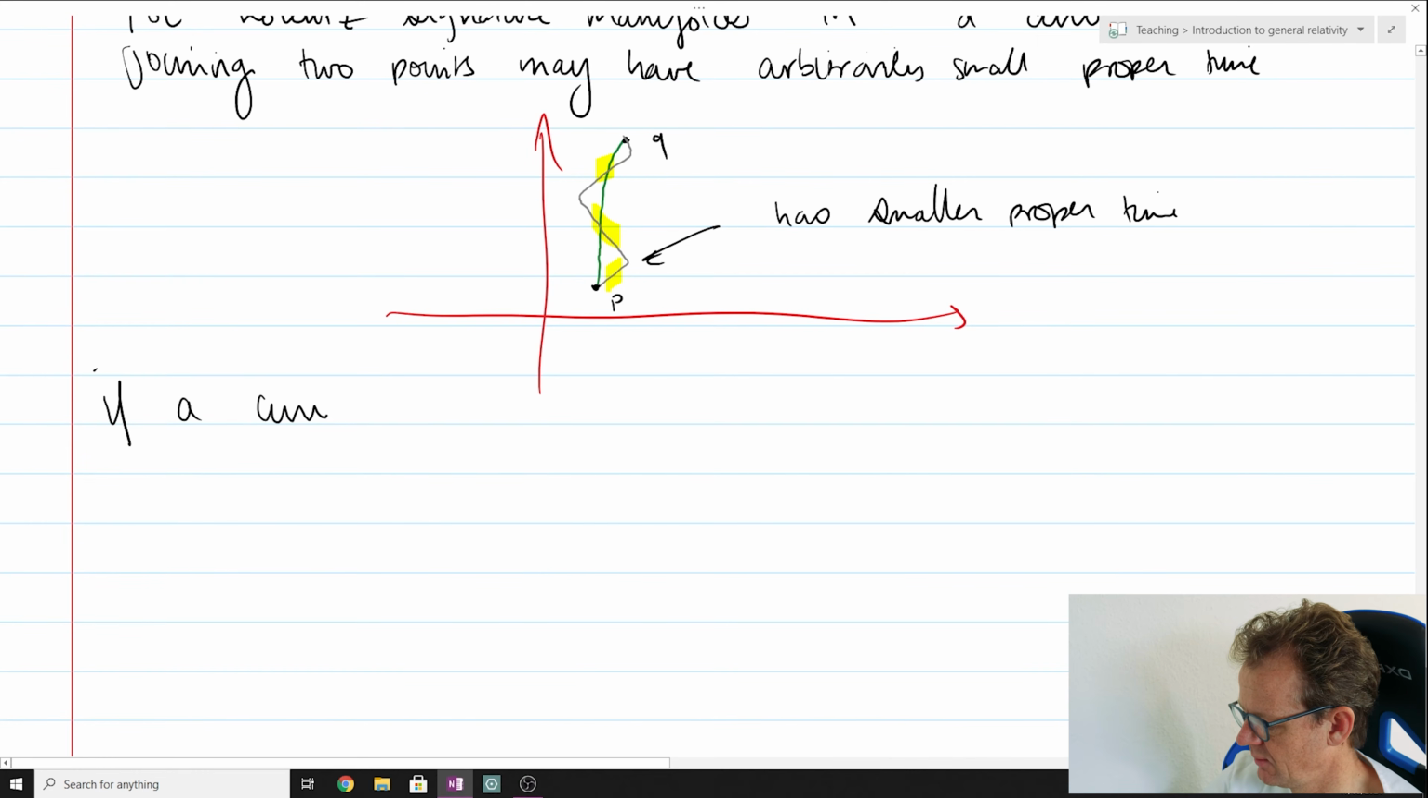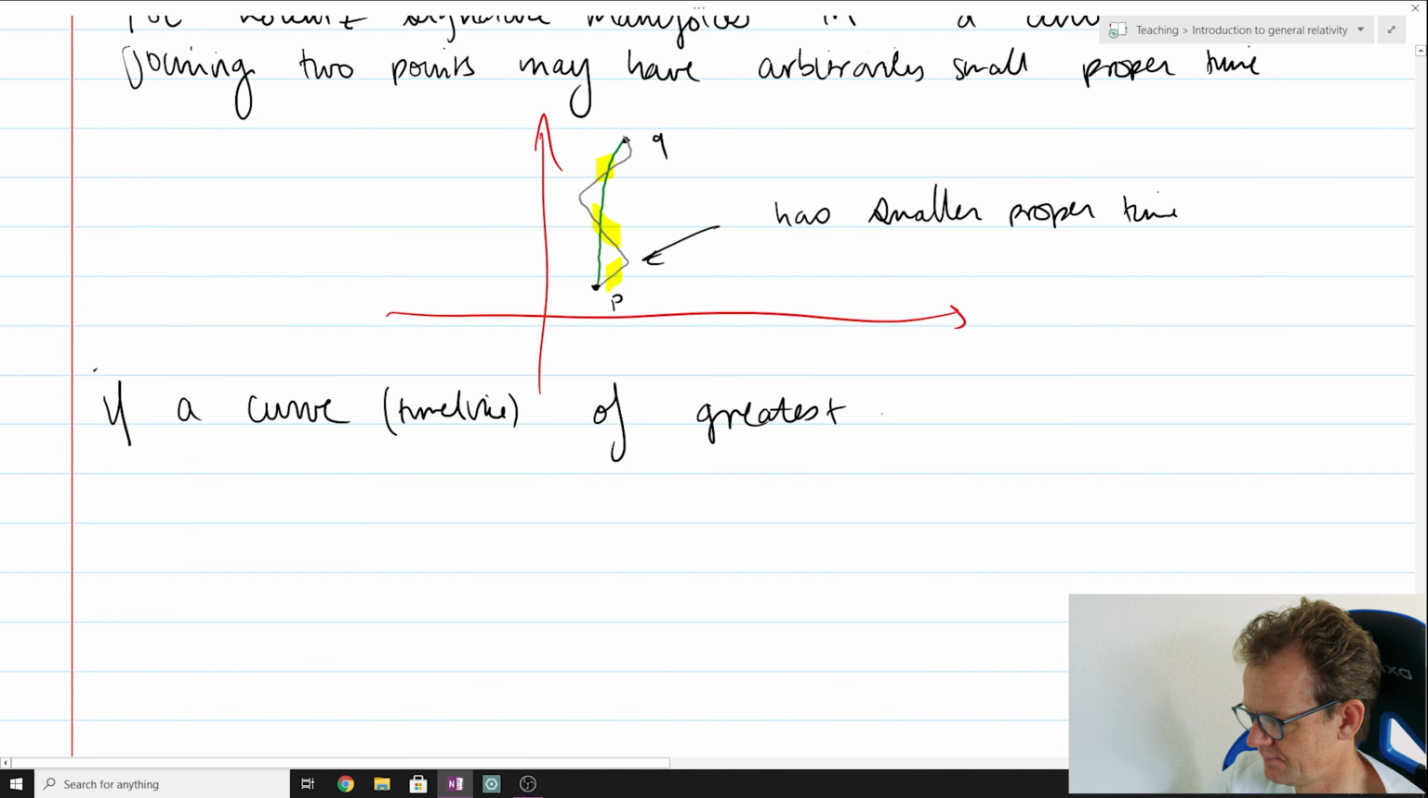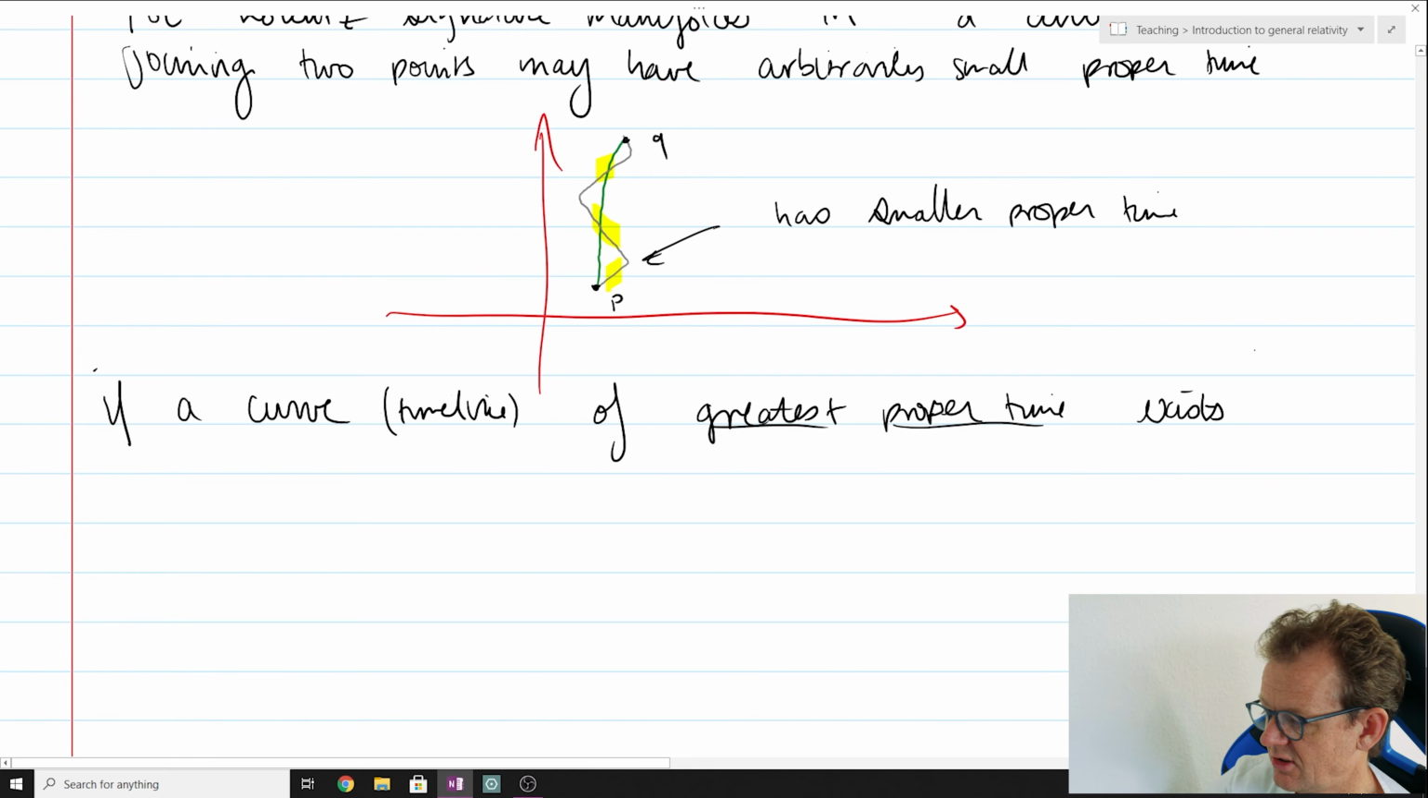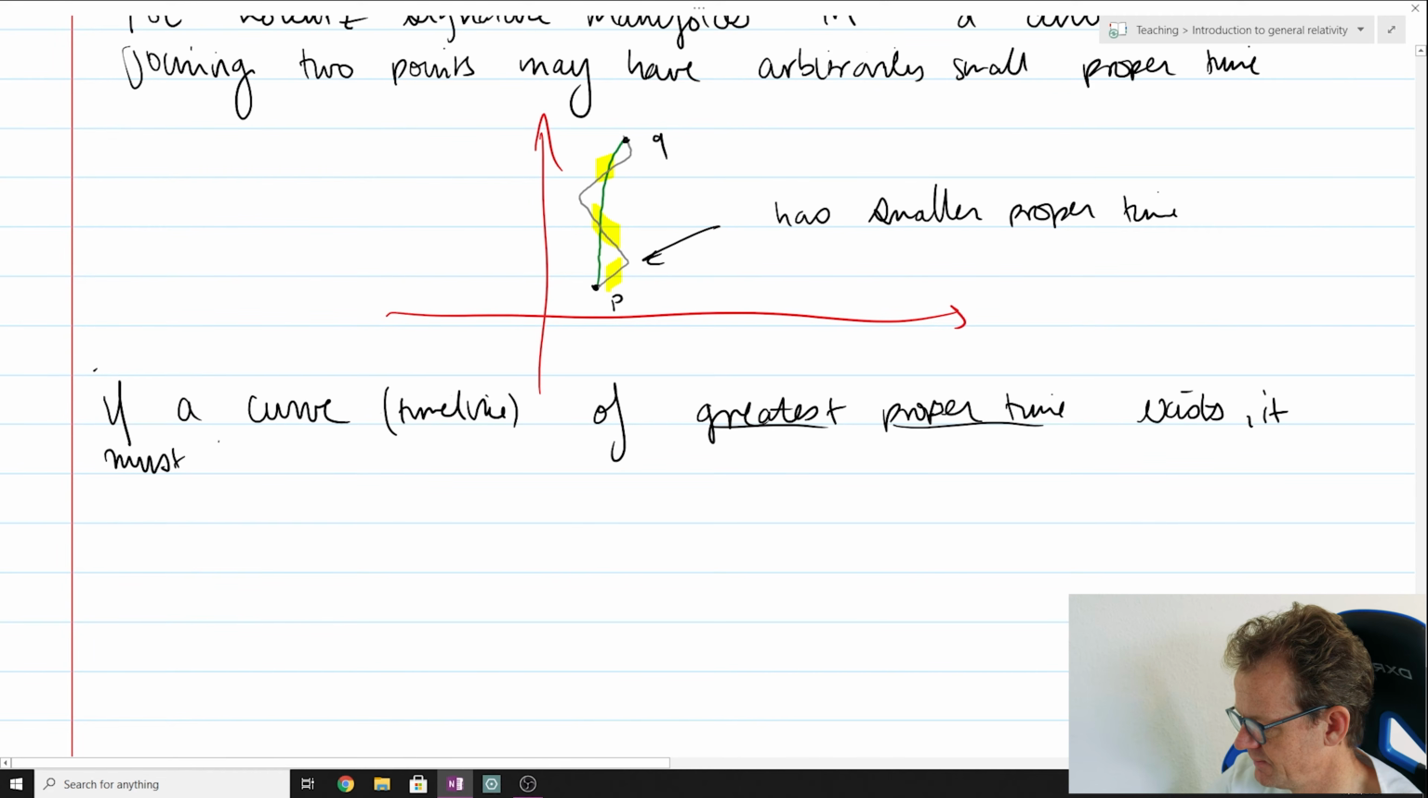So what do you get when you compute the geodesic equation for a timelike curve? A timelike curve is a geodesic if it has the greatest possible time. Sorry, I said it the wrong way around. If a curve of greatest proper time exists, that extremizes the proper time, right? Because it's the greatest, which means that any variation can't get bigger. It must be a timelike geodesic.